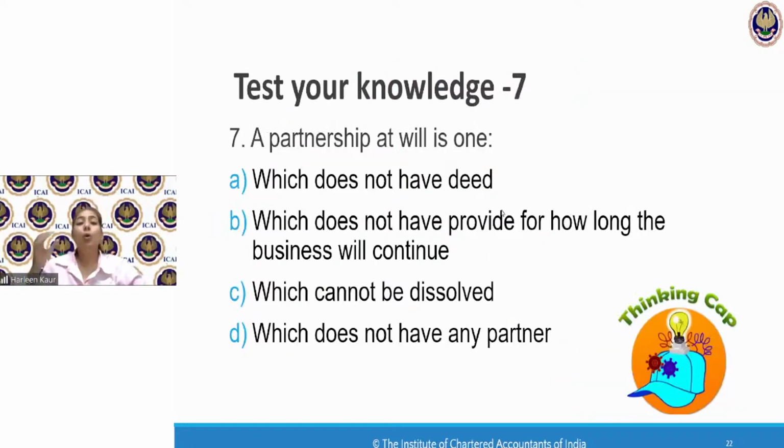Understood? So now quickly solve this interesting last MCQ of the day. A partnership at will is one. Which of these is the answer? It does not have a deed. It does not provide for how long the business will continue. It cannot be dissolved or does not have any partner.